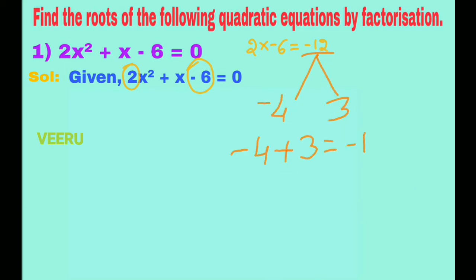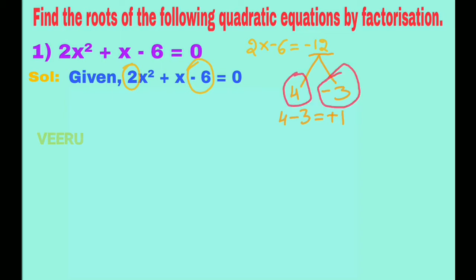If we choose 4 and 3, then 4 threes are 12. We want minus 12, so we have to put the negative sign for any one of these numbers. If we take minus 4 and plus 3, then the product will be minus 12, but their addition gives minus 1. But we want plus 1. So we have to take the negative sign for 3 and positive sign for 4. Then plus 4 into minus 3 is equal to minus 12, and the difference will give plus 1. Hence, plus 4 and minus 3 are the required numbers.